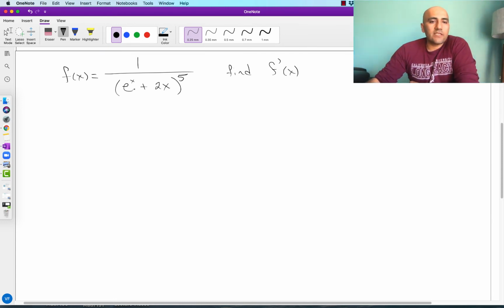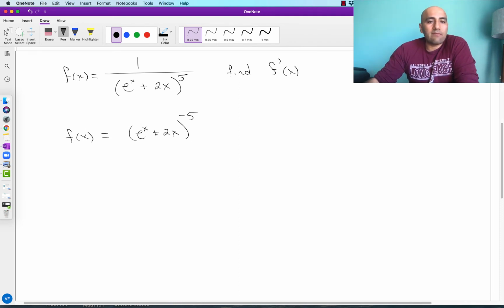Okay, so the first thing I'm going to do when we face something like this one in particular, we could use the quotient rule, of course, low d high minus high d low over the denominator squared, where the numerator just happens to be 1, so that's going to make it a very easy derivative in the numerator. So we could attempt to do it that way, but let's rewrite it this way. Let's rewrite it as e to the x plus 2x raised to the power of negative 5.